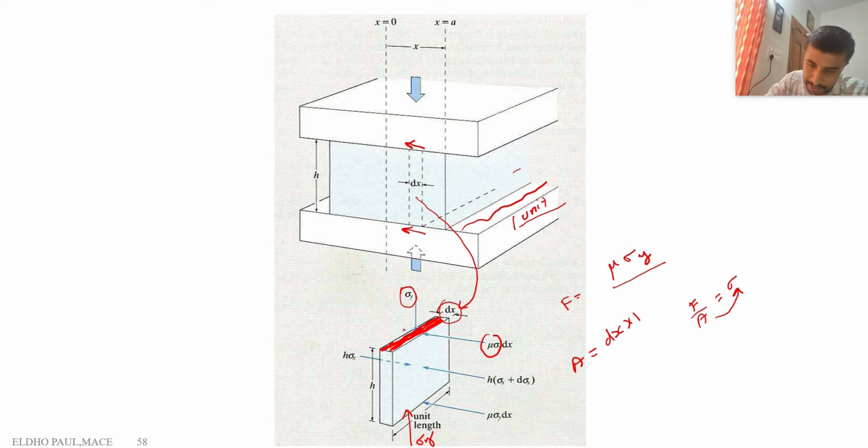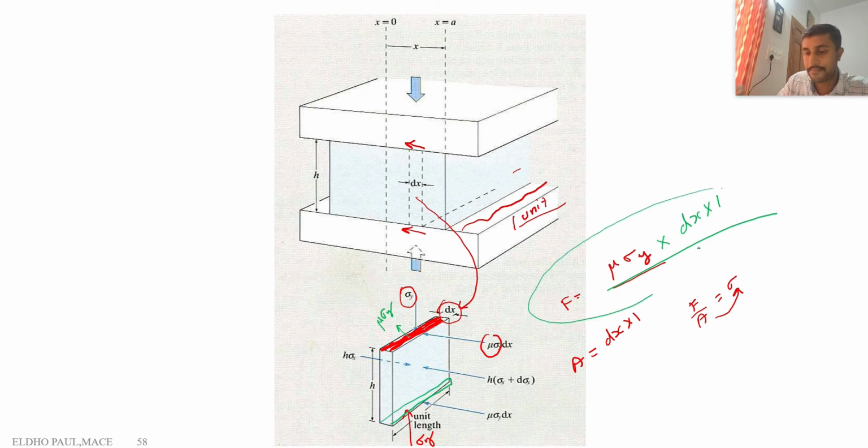Here the stress corresponding to friction, mu sigma y, is acting. So what is the corresponding force? Mu sigma y into area, and the area is dx into 1. So this is the frictional force. Similarly, in the bottom region also, the same force is acting. So we convert the frictional stress into force.